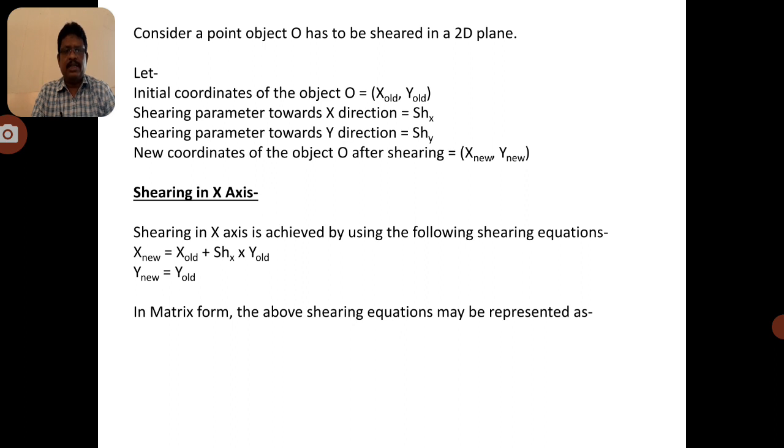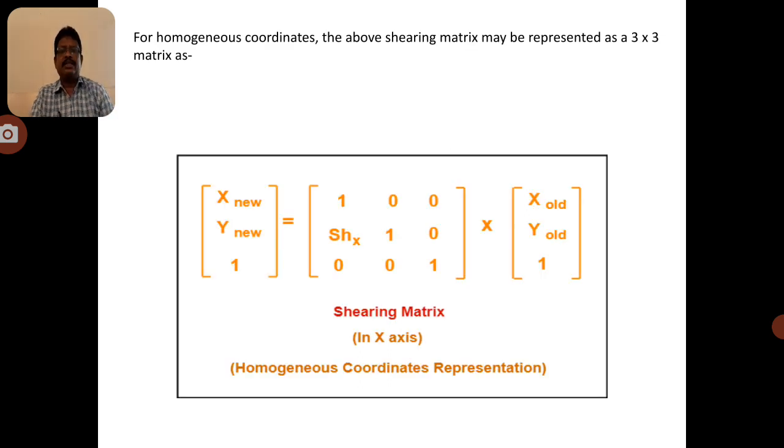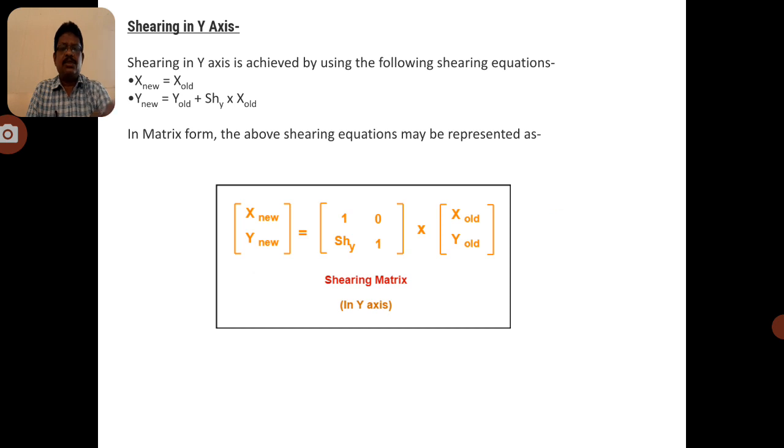Similarly, y new doesn't change in value, because as I already said, if the shearing is on the x-axis, the y-axis is idle. That's why y new equals y world. Similarly, you have to write the matrix notation. For shearing on the x-axis, for the homogeneous or matrix equations, we can get the matrix notation like this. Now coming to shearing in the y-axis.